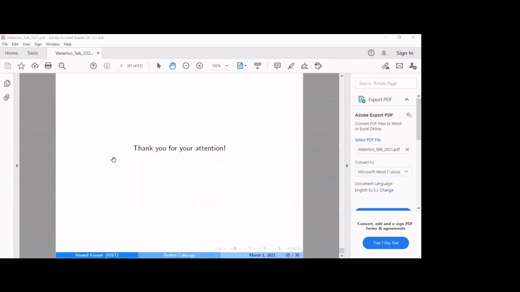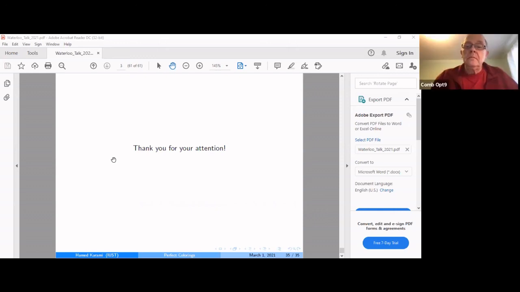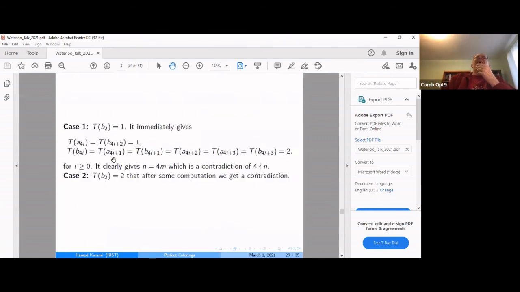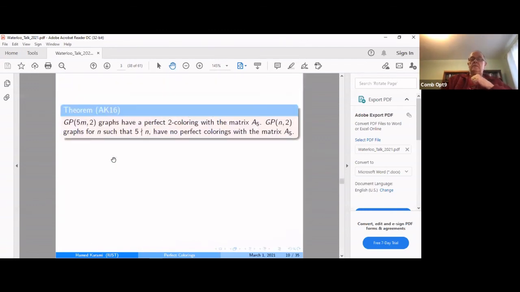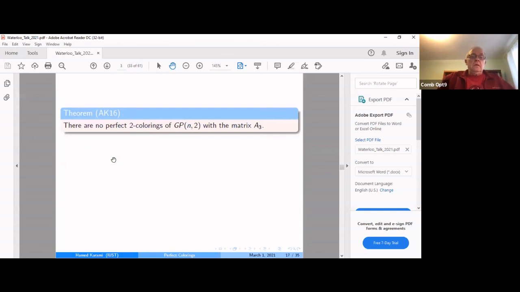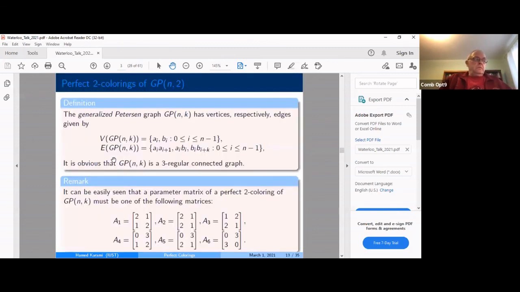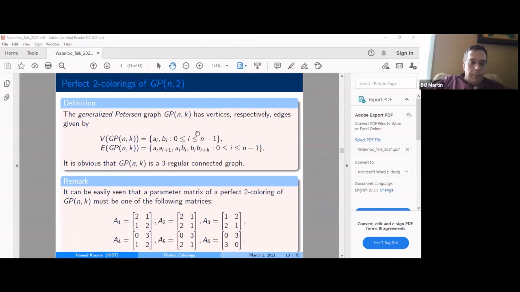Could he show us the matrices A1 through A6 again for the 2 colorings? Yeah, did you get that? We'd like to see the 6 matrices. Okay. Thank you.